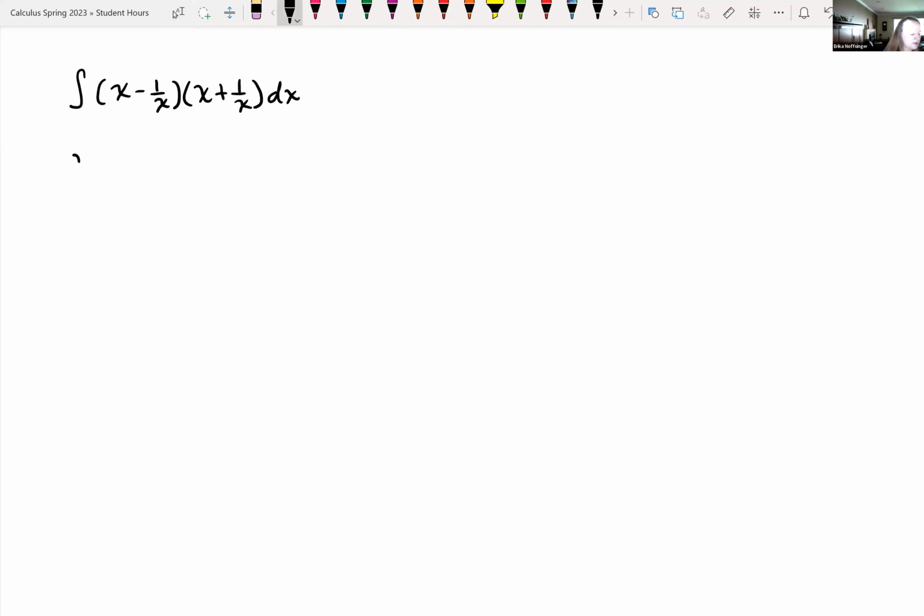And so I noticed that we can distribute. I also notice that I have x minus 1 over x and x plus 1 over x. So those are a difference of 2 squares. So if I distributed that out, that's the same thing as the first term squared minus the second term squared. So I have the integral of x squared minus (1 over x) squared, so I have the integral of x squared minus 1 over x squared dx.